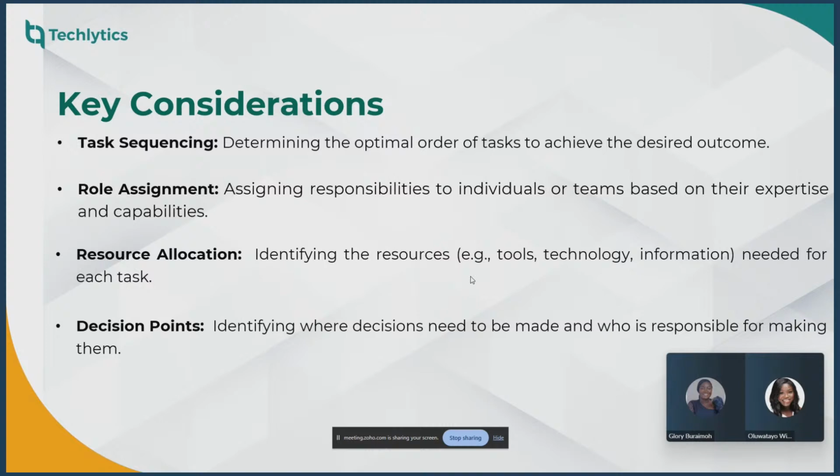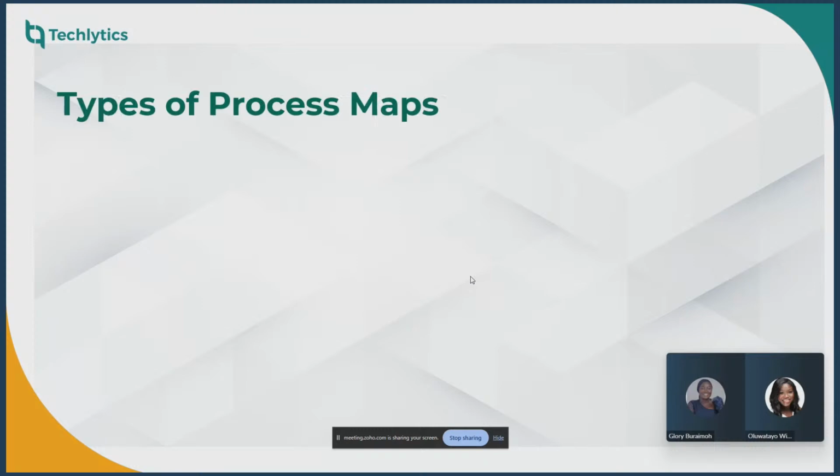So these are the classic basic four considerations, or the ground rules, of designing processes and workflows. You need to sequence them. You need to identify the different roles within the sequence, the resources that will be used within that process, and also the various decision points within that process.